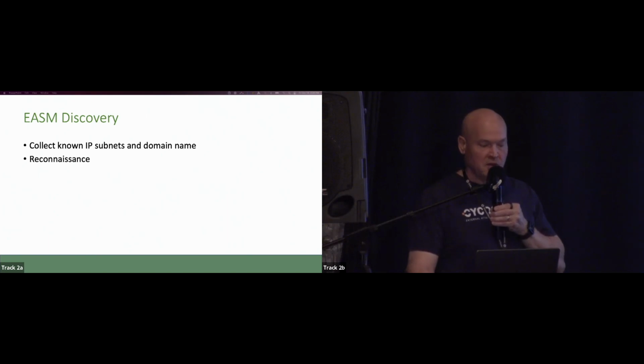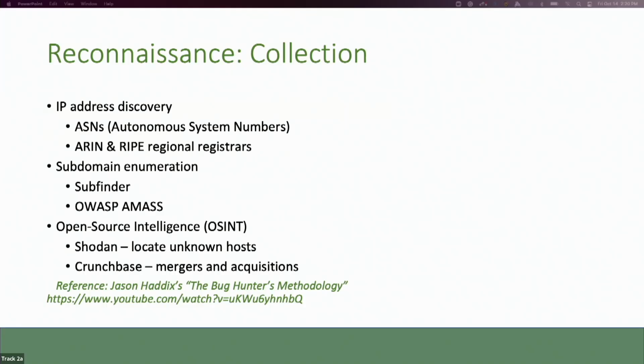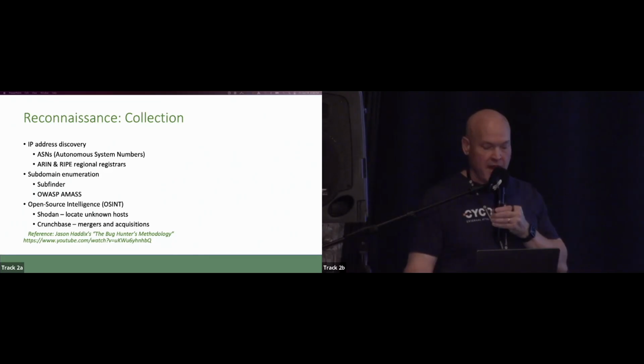So external attack surface management discovery. What you're wanting to do here is collect all the known IP addresses and domain names and perform reconnaissance against those. The steps in the reconnaissance collection: the IP address discovery, looking for the autonomous system numbers, using regional registrars like ARIN and RIPE to find those IP blocks, subdomain enumeration using tools like Subfinder, OWASP Amass.